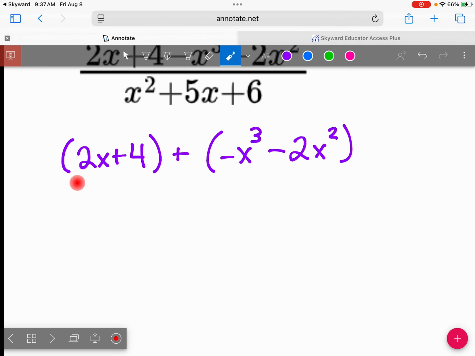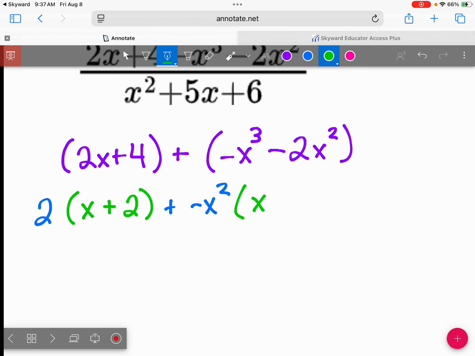What do these 2 pieces have in common? 2. We have 2, and it's going to leave us with our x plus 2. What do these 2 pieces have in common? We're going to take out a minus x squared. When we do, if I take out minus x squared, it's going to leave me with an x. If I take minus x squared out of minus 2x squared, we're left with a plus 2.